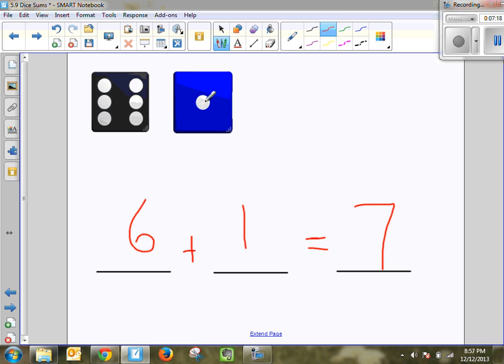Over here the blue die's got a 1. And then if I counted all those, 1, 2, 3, 4, 5, 6, 7. So these two dice together equal the number 7. Alright, so let's go ahead and add again.